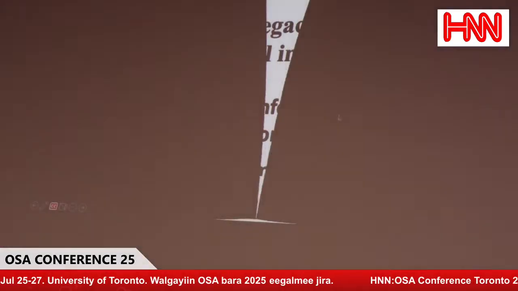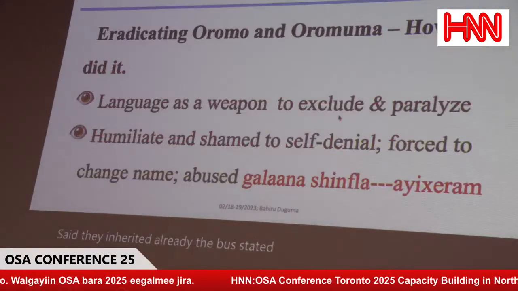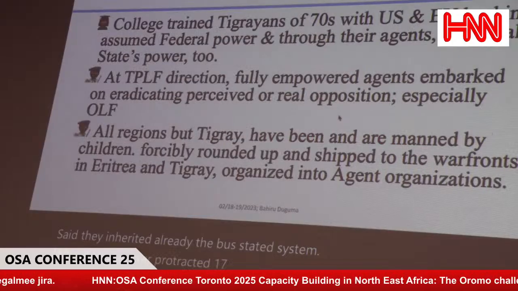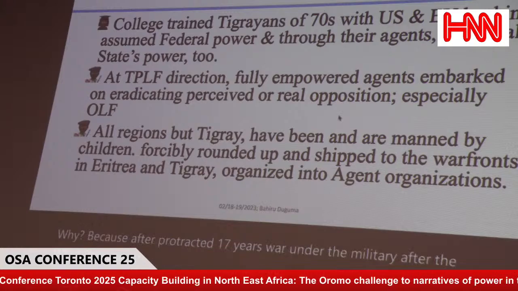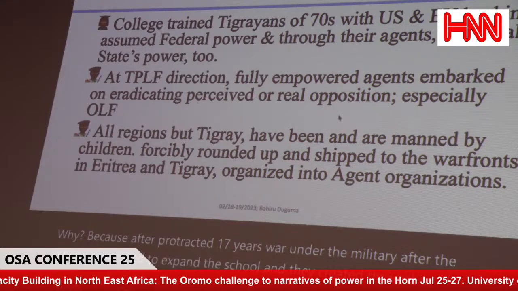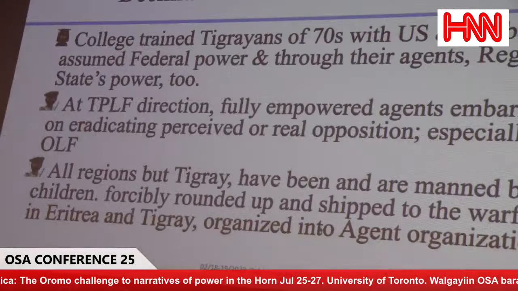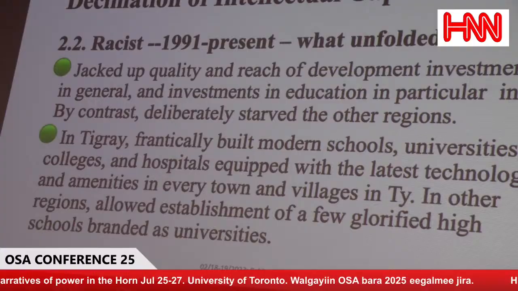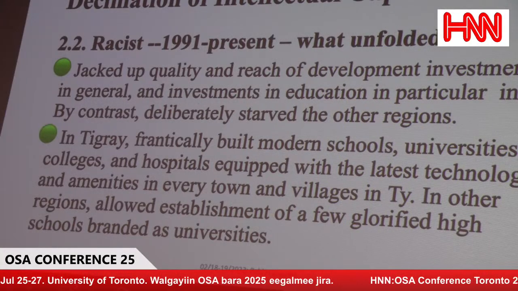So, as I said, they inherited an already devastated system. Why? Because after a protracted 17-year war under the military, they failed to expand the schools, and they created a 3-shift system in Ethiopia, which you all know. They were manufacturing half-baked individuals as graduates with certificates. What did the Tigrayans do? They took these guys and shaped them into their own image.